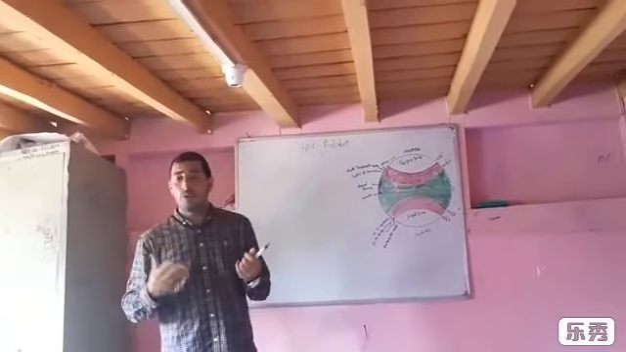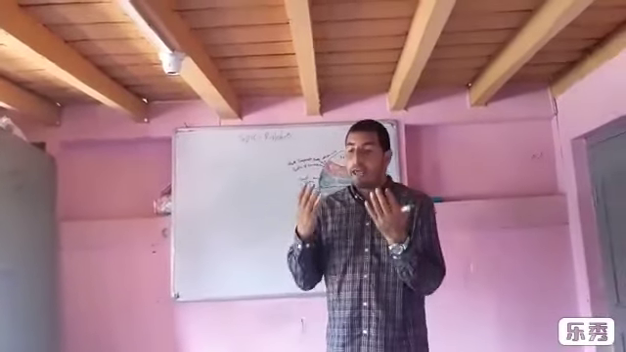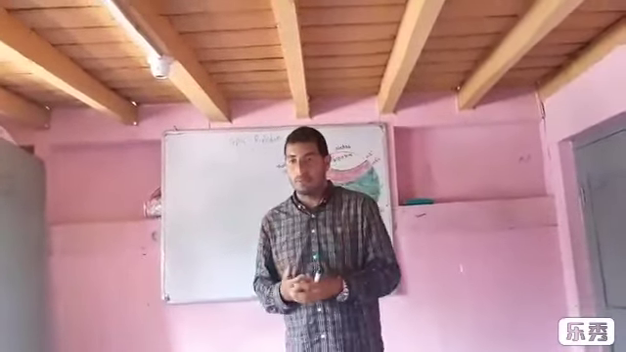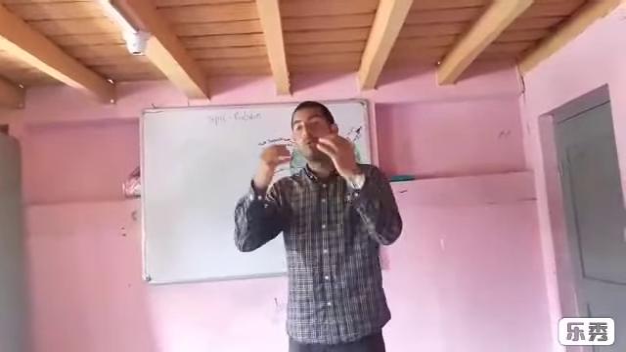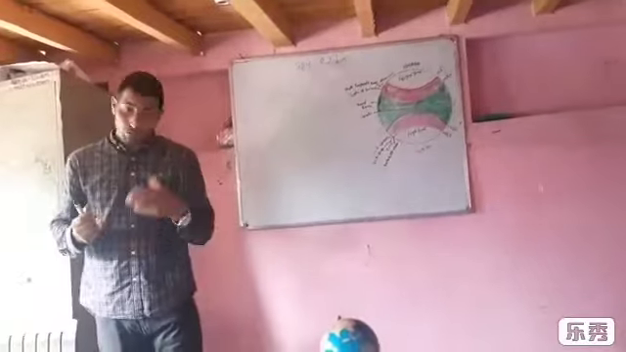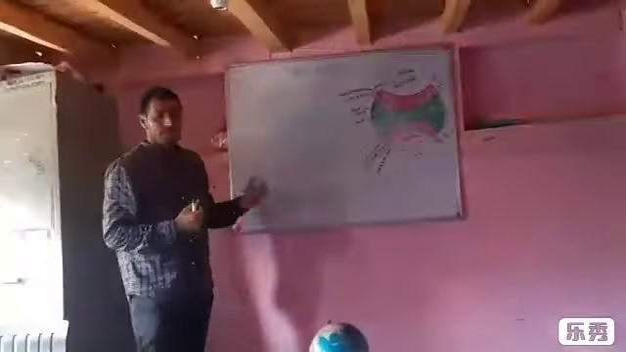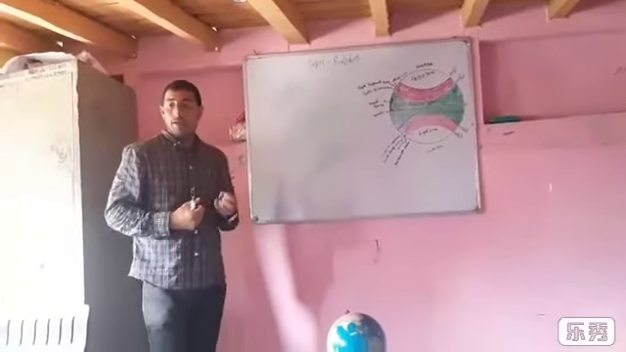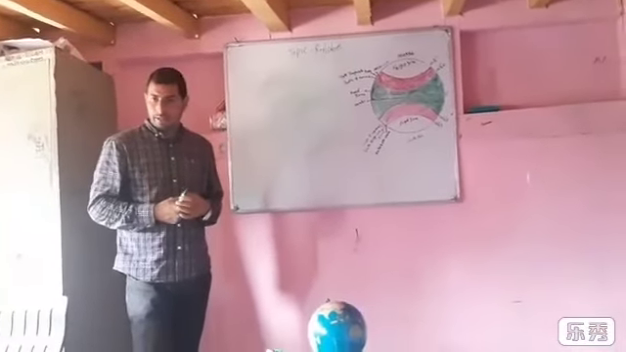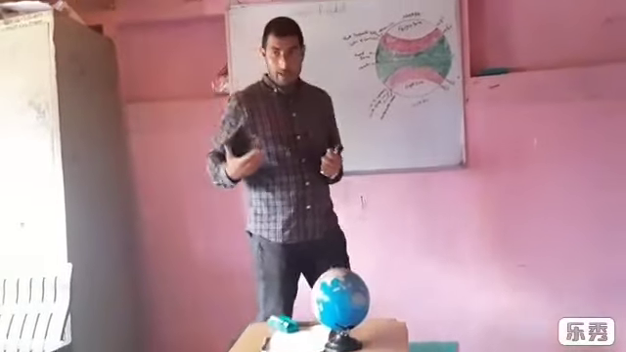In reality, there is no equator, no axis, no prime meridian, no latitude, no longitude, no Tropic of Capricorn, no Tropic of Cancer. But the question arises, you can ask me, sir, then why are we using them? Why are we using the equator? Let us see and let us understand.